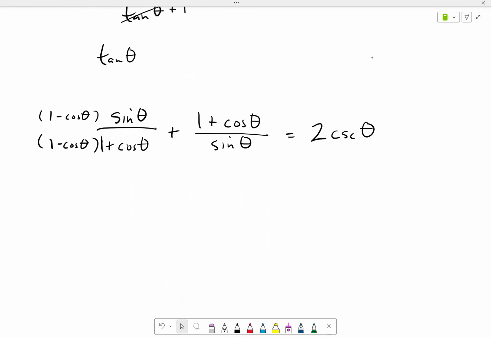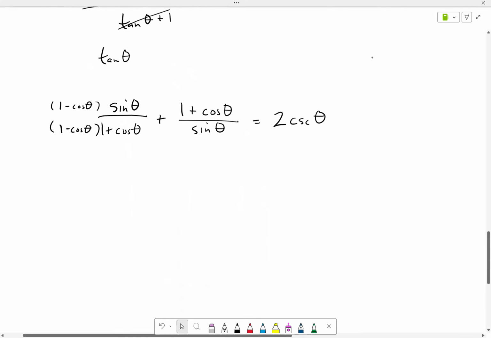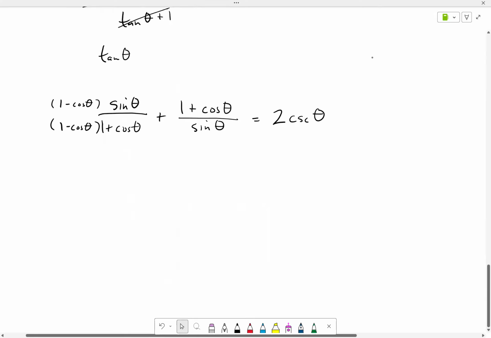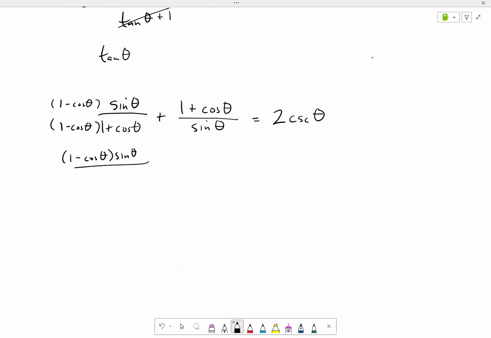And the way this works now is I'm just going to work on the left side, simplify down until I get something. Let's see what we have here. So top, I'm going to leave factored: 1 minus cosine theta times sine theta. The bottom becomes 1 minus cosine squared theta. And the second one stays the same.